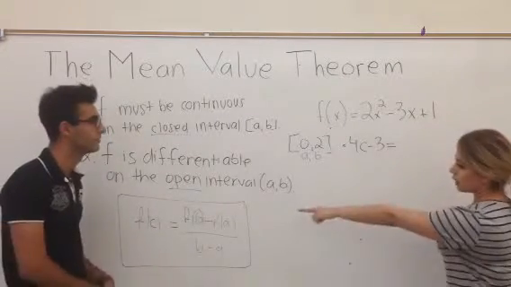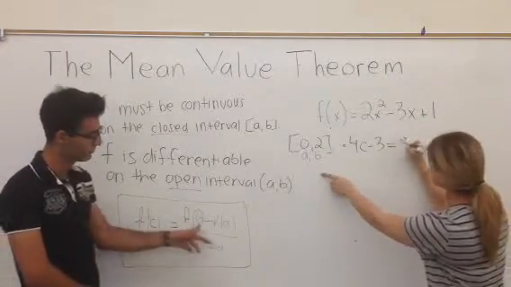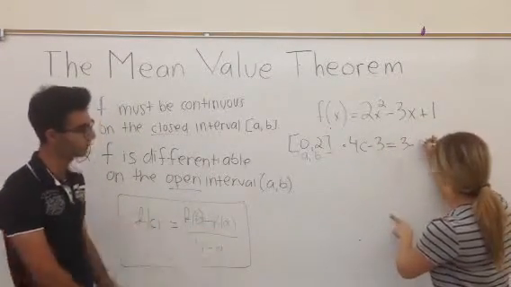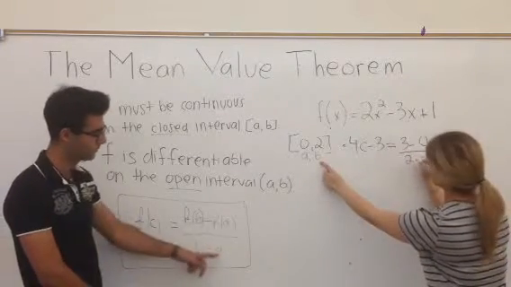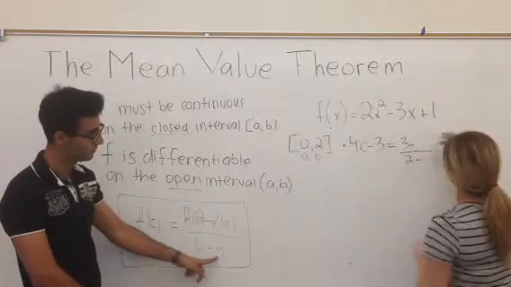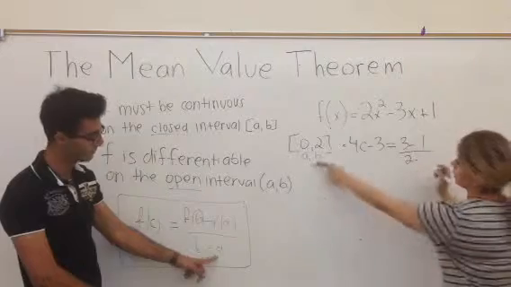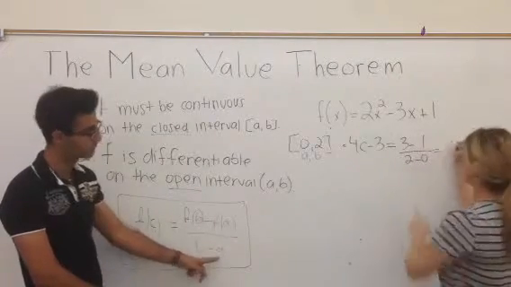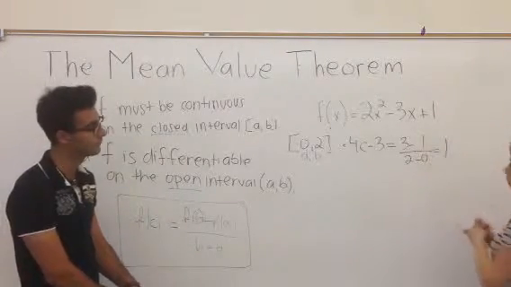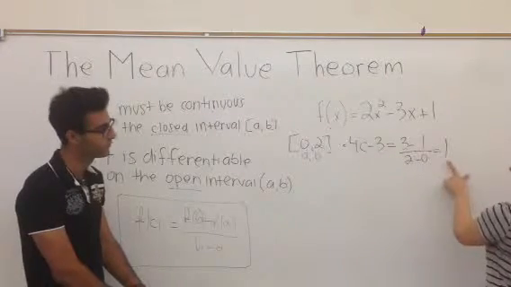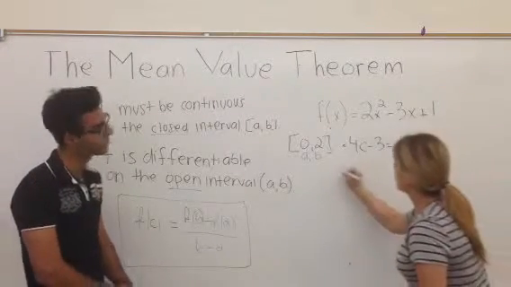We make it equal to f of b, which was 3, minus f of a, which was 1, over b, which is 2, minus a, which is 0. So we get 2 over 2, which is 1. So we have our derivative equal to the average velocity. Now we can solve for our c.